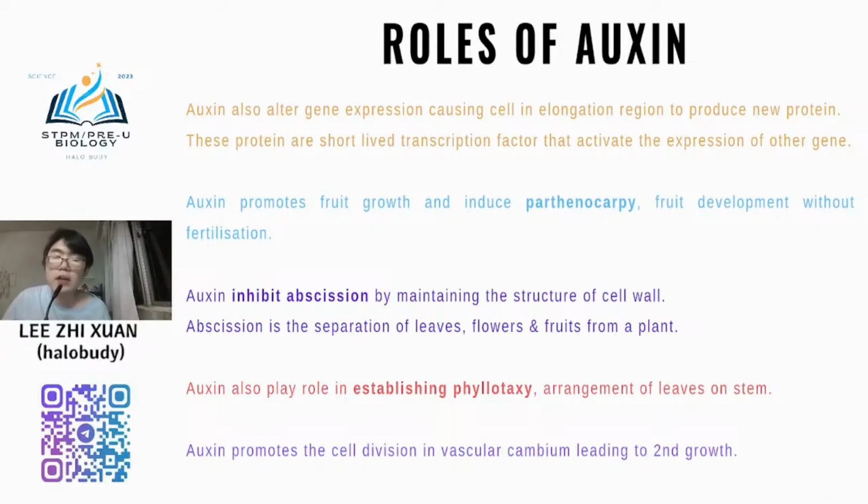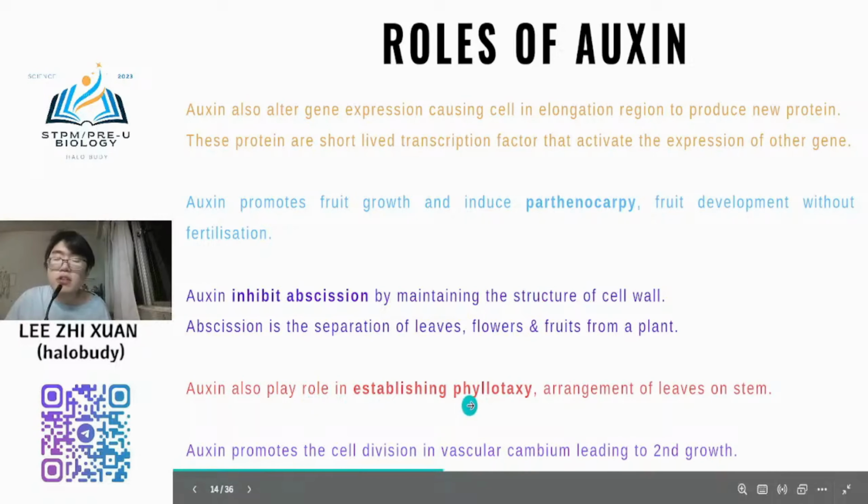There are also other functions. Auxin can alter gene expression, causing cell elongation to produce new proteins. It also promotes fruit growth and induces parthenocarpy without fertilization. Auxin can also inhibit the abscission process, maintaining the structure of the cell wall. Auxin also plays a role in establishing phyllotaxy, the arrangement of leaves on the stem. And auxin can promote cell division in the vascular cambium, leading to secondary growth. These are all the functions that you need to know for the auxin molecule.